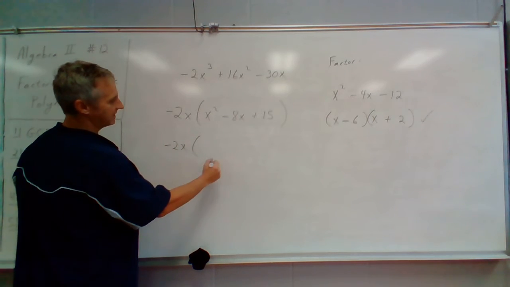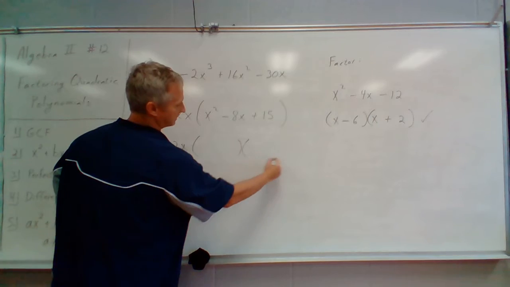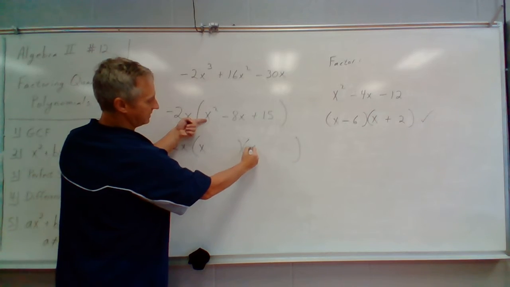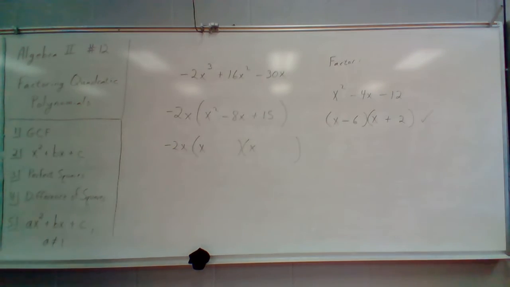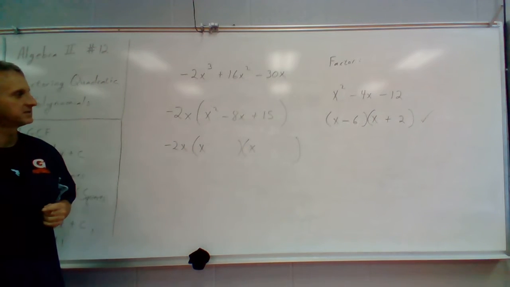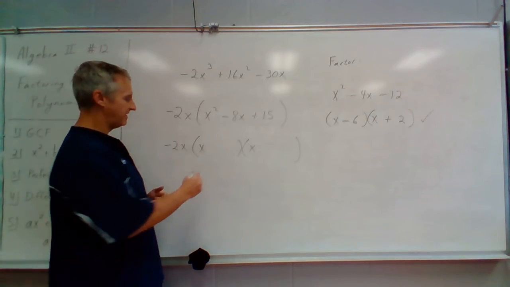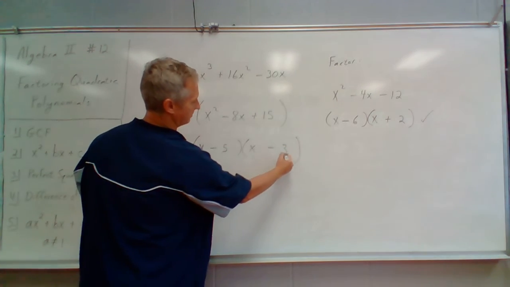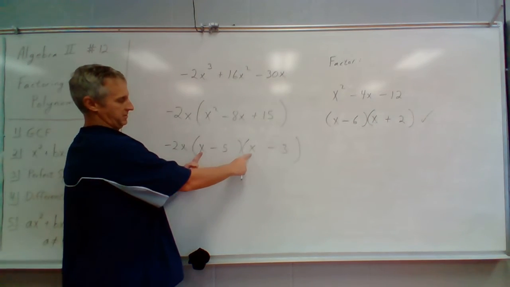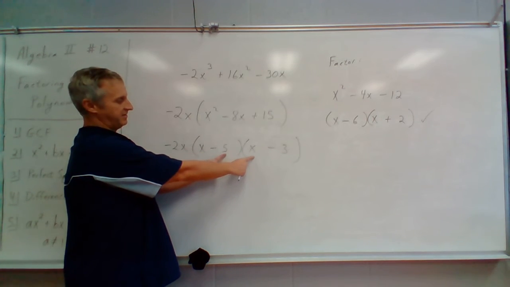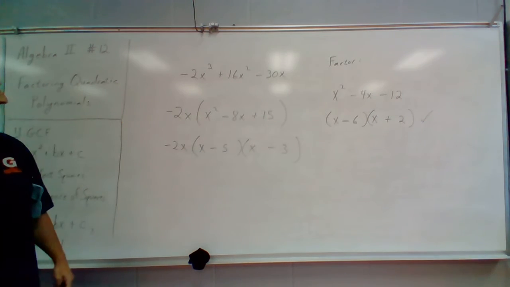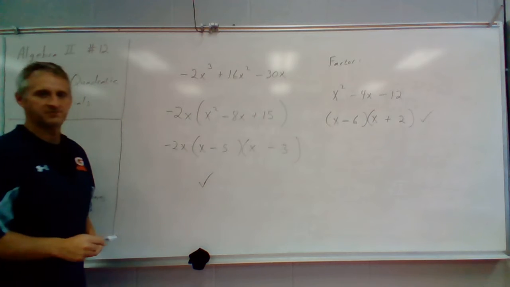But now, can we factor this trinomial into the product of two binomials? So I will need an x and an x. And I need two numbers that multiply to give me 15 and that add up to get negative 8. Okay, so how about negative 5 and negative 3? Does that work? Let's check. x squared minus 3x minus 5x is negative 8x. Negative 5 times negative 3 is positive 15. So we've got it.